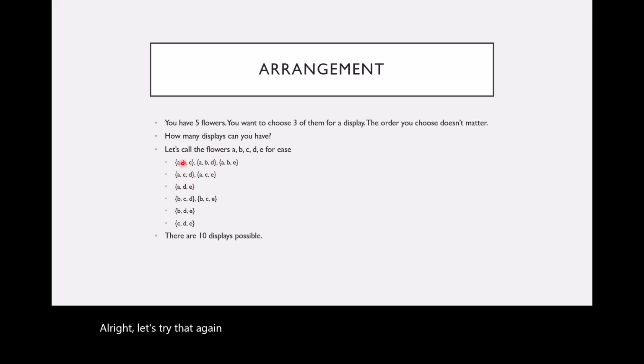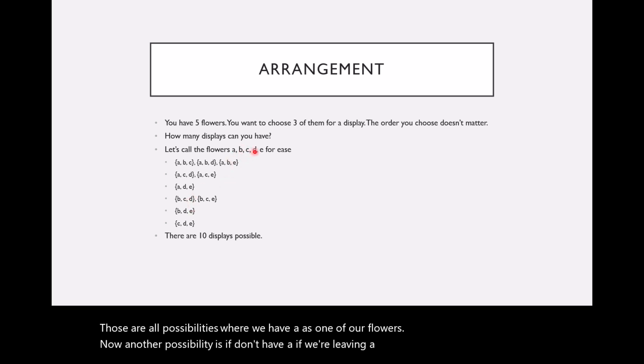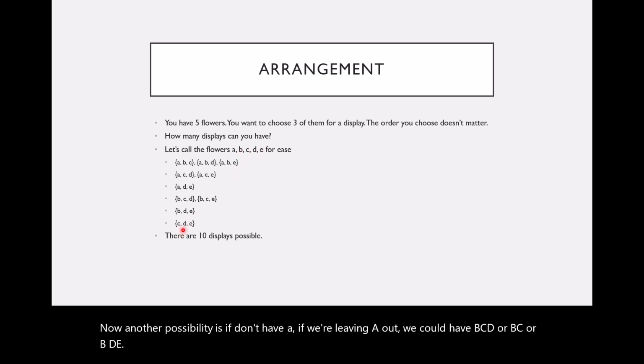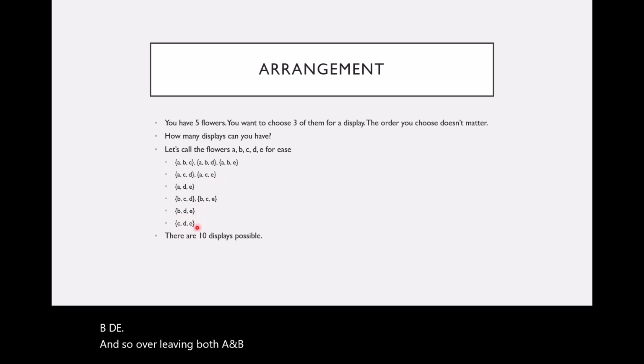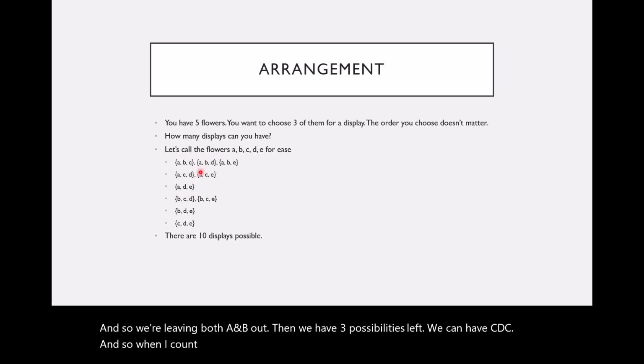We can have ABC or ABD or ABE. We can then have ACD or ACE. And then we could have ADE. Those are all possibilities where we have A as one of our flowers. Now, if we're leaving A out, we could have BCD or BCE or BDE. And if we're leaving both A and B out, then we have 1 possibility left. We can have CDE. And so when I count all of these up, there are 10 different displays possible.